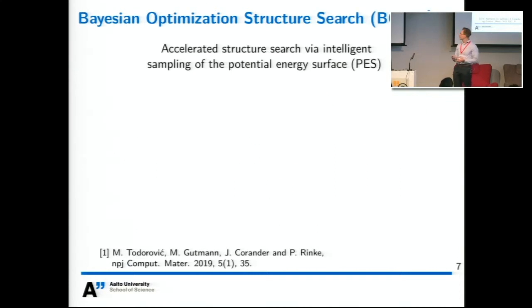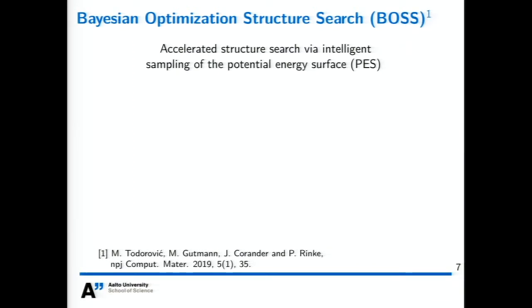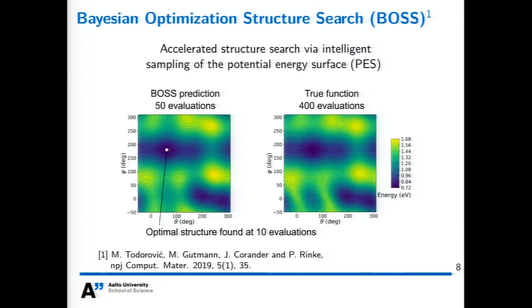So today I talk about a new method in development called Bayesian optimization structure search, or BOS. BOS accelerates the search of the optimal structure by sampling the potential energy surface intelligently. What this means is that here in this example we have a two-dimensional energy landscape. These are from the alanine conformers, and there we have the rotation angles of some molecule groups.